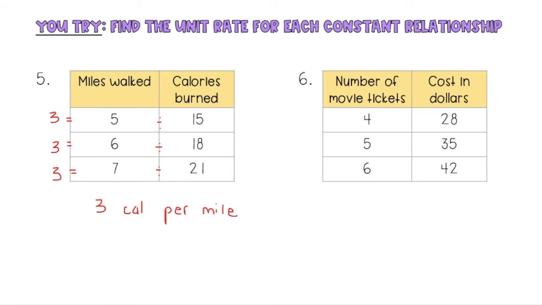Let's take a look at number 6. We have the number of movie tickets and the cost in dollars. Let's divide. 28 divided by 4 is 7. 35 divided by 5 equals 7. And 42 divided by 6 equals 7. So what this tells me is that you will pay $7 per 1 ticket.